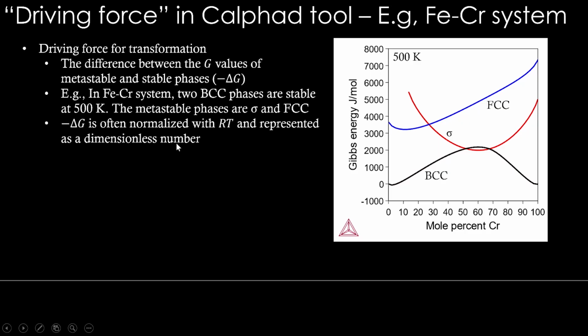And this delta G is often normalized with RT, as I told in the previous slide, and represented as a dimensionless number. So here, if at all this sigma phase, sigma phase of this composition, let's say this 60% is our composition, if we get sigma phase at 500 Kelvin, that is not going to be stable, right?